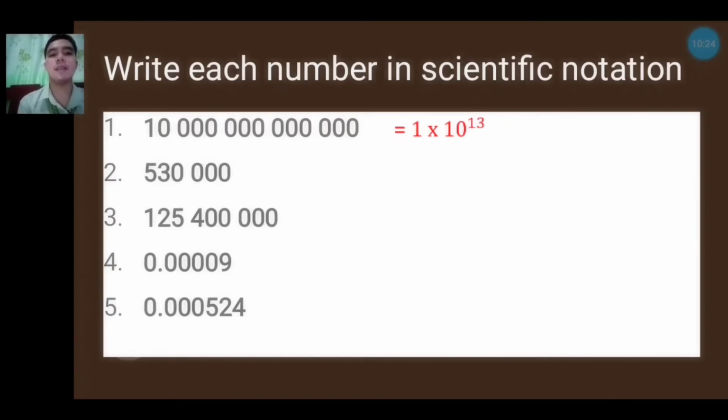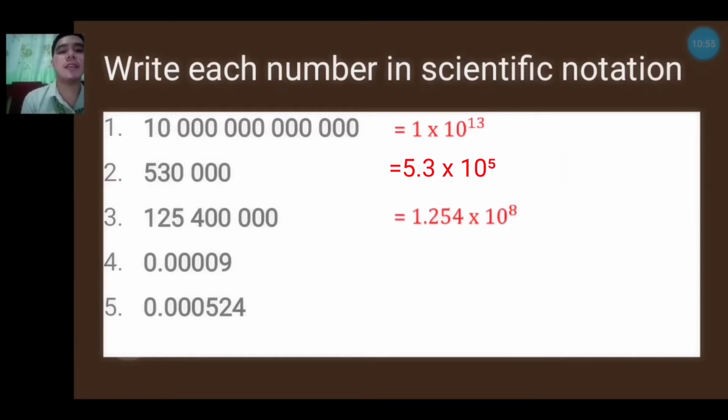Okay, next. From here, number 2, 1, 2, 3, 4, 5. So this will be 5.3. That is 5.3 times 10 raised to 5. Positive again because we move to the left. Okay, so for number 3, 1, 2, 3, 4, 5, 6, 7, 8. So 1.254 times 10 raised to 8. Positive because we move to the left.